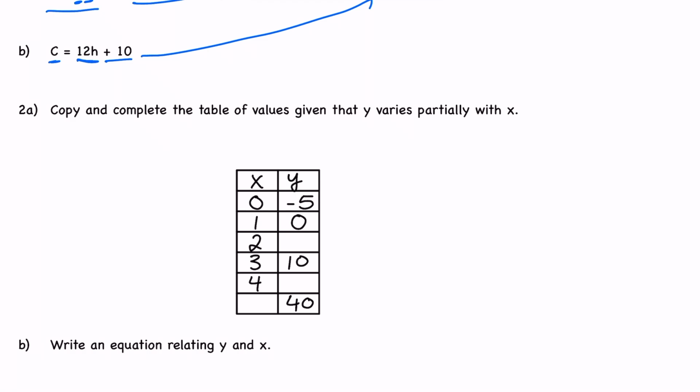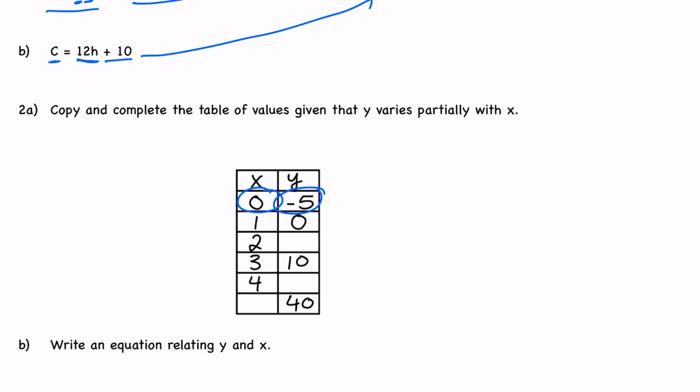Question 2 says to copy and complete the table of values given that y varies partially with x. The only difference between direct and partial variation is that direct passes through the origin, (0, 0), whereas partial variation does not pass through the origin. So it's just 0, some non-zero number. As you can see here, when x is equal to 0, y is equal to -5.